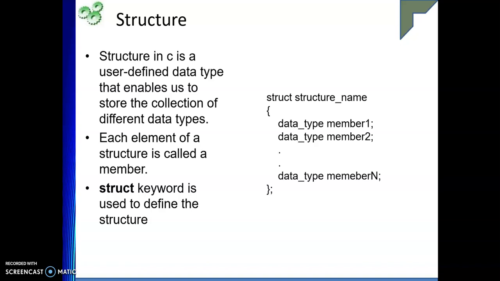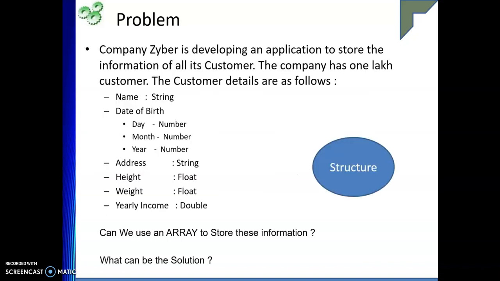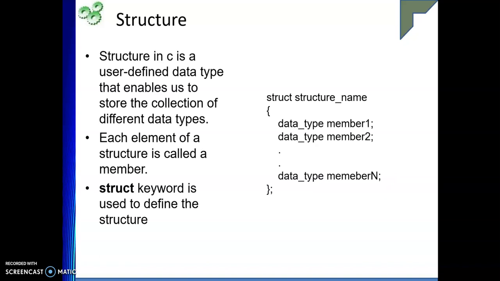And each of these members that we are storing, say the name, the date of birth, the address, the height, the weight, the yearly income itself, are called the data members, right?